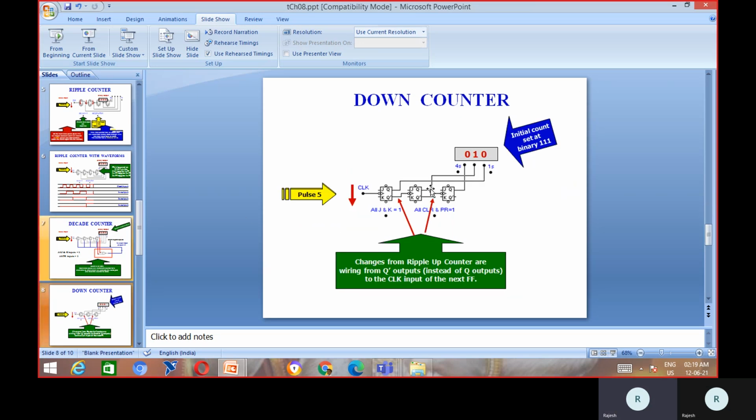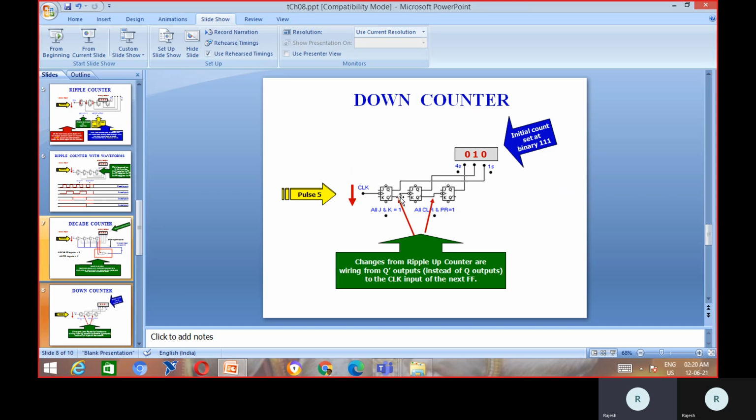And this is a down counter where all flip-flops are initialized to 1111. For every clock, they will do down counting, changing the ripple counting from all ones to all zeros. So here, this is Q3, Q2, Q1, Q0. And again, it is an asynchronous counter.